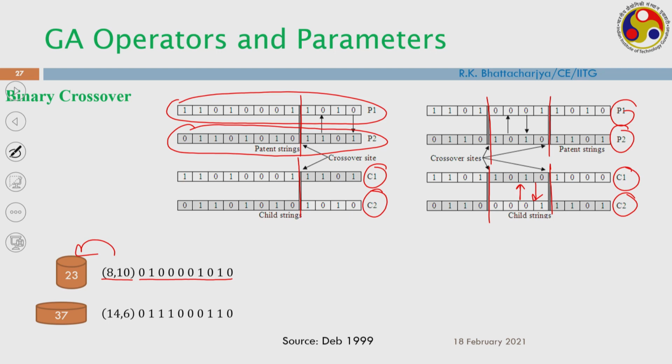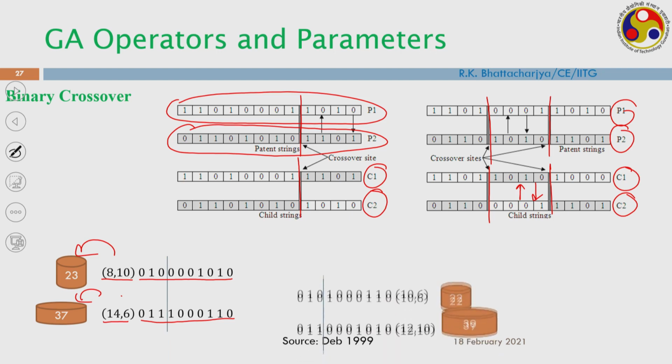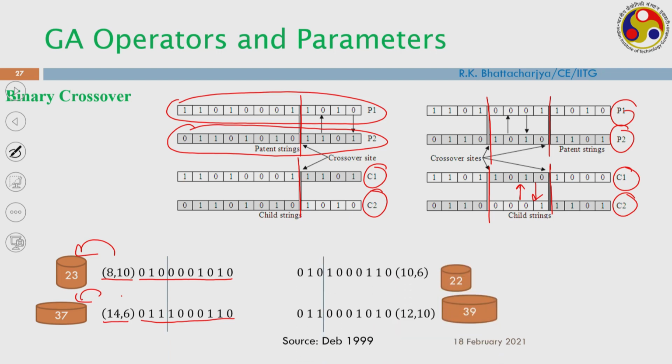Now, there is another solution, that is 14 and 6. So, these two solutions we are picking randomly, and this is 14 and 6. So, the corresponding chromosome is 0 1 1 1, then 0 0 0 1 1 0. So, this is the string, and the corresponding decoded value is 14 and 6, and then the corresponding objective function value is 37. Now, if you take this as a crossover site, so that means crossover site is 3, and then you are exchanging the gene information.